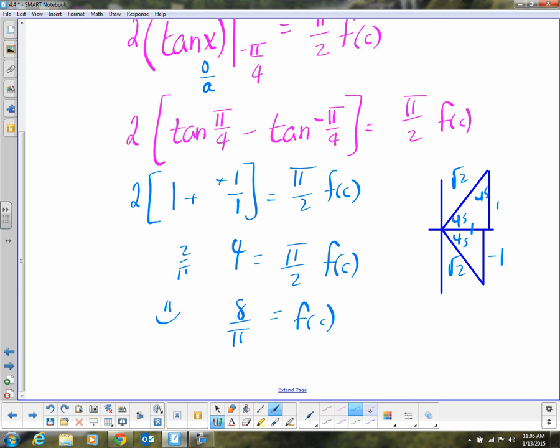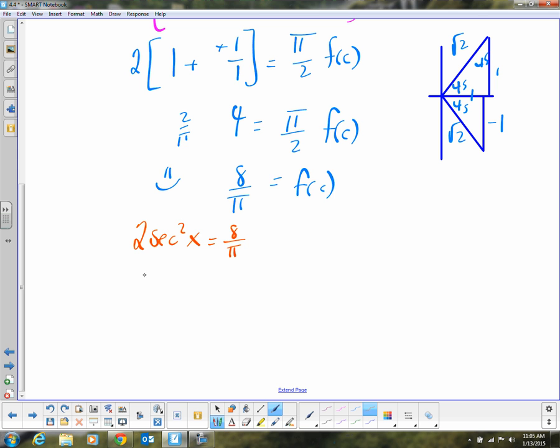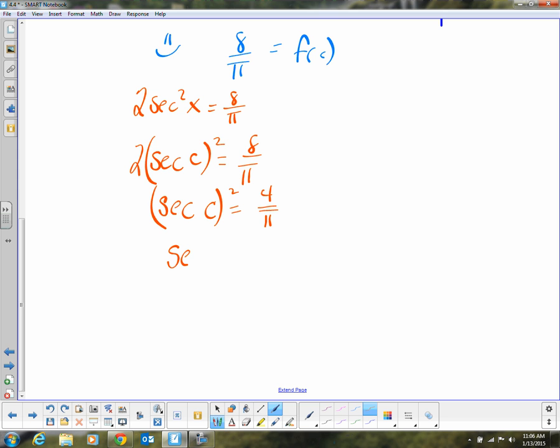Now what do we have to do? So what was the original was 2 secant squared x is equal to 8 over pi. Now I'm going to put my c in for x. So 2 secant c, and that's quantity squared, equals, what do you do first? Divide by 2. So we got secant c quantity squared is equal to 4 over pi. Now that means secant c is going to equal a positive or negative, right? That's going to be 2 over square root of pi.